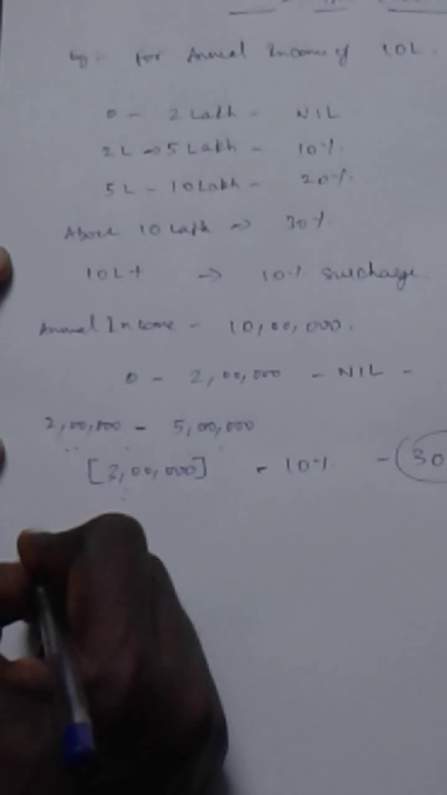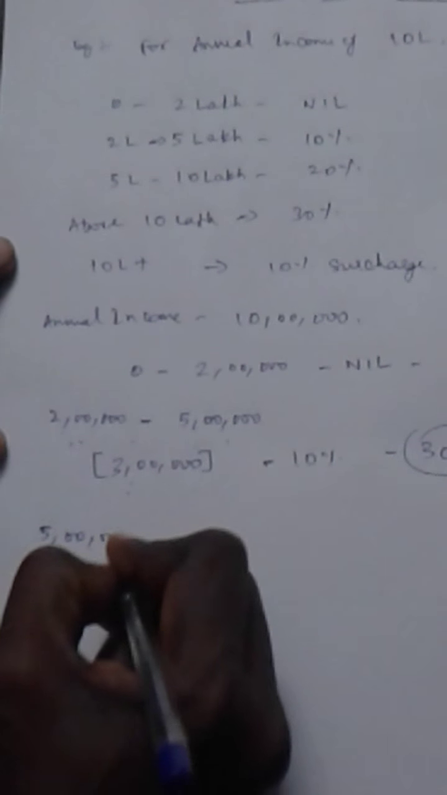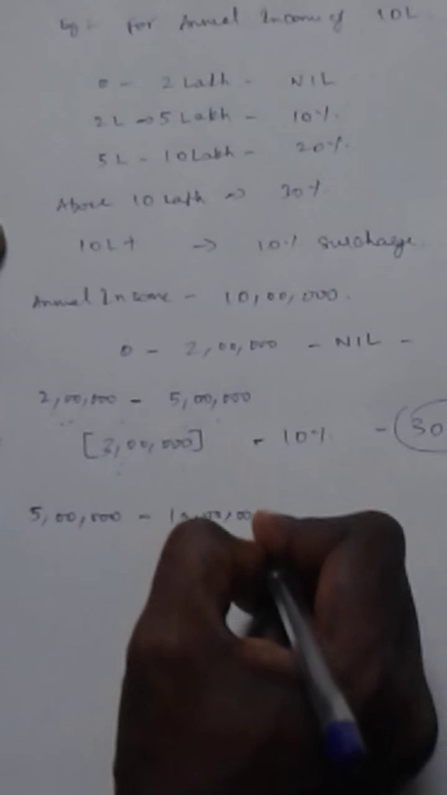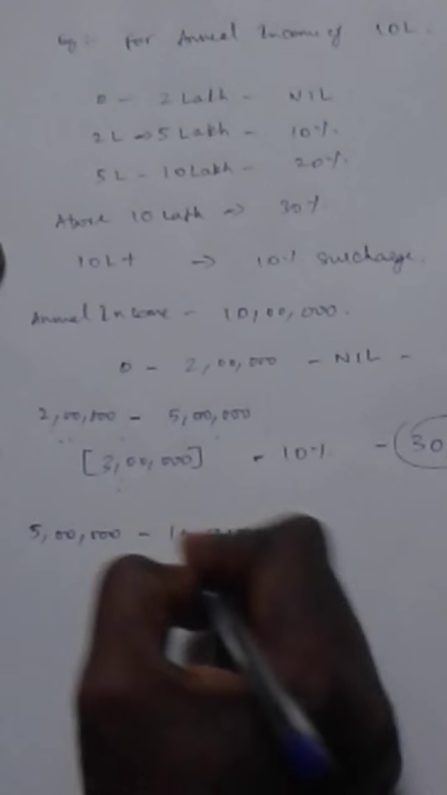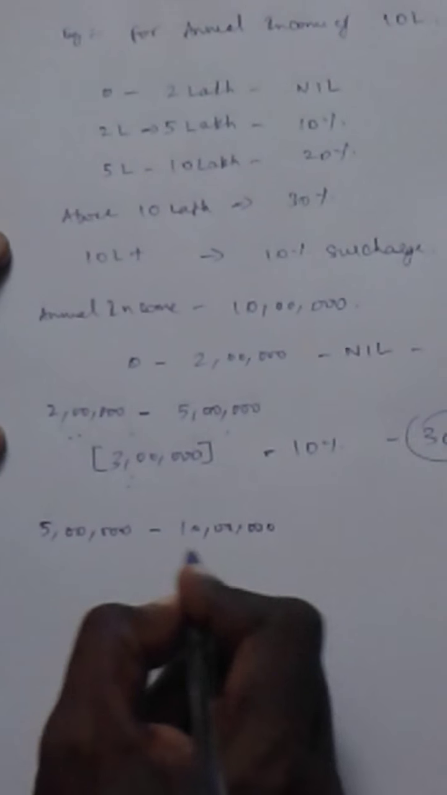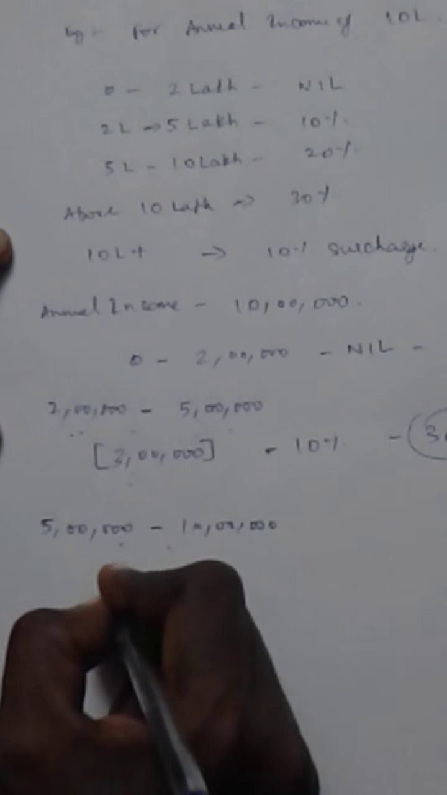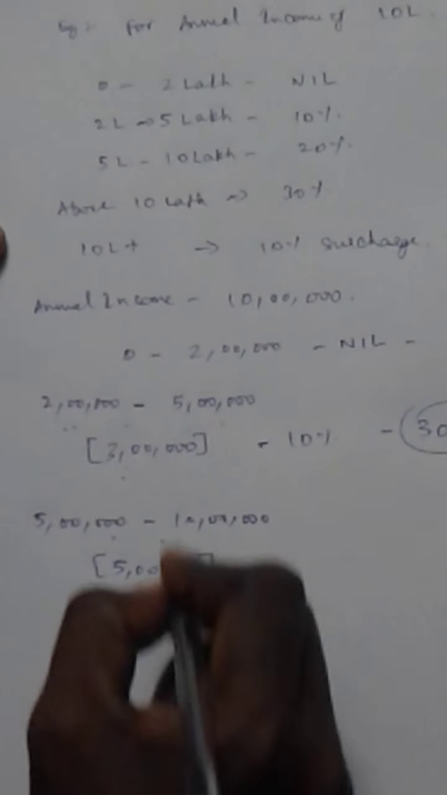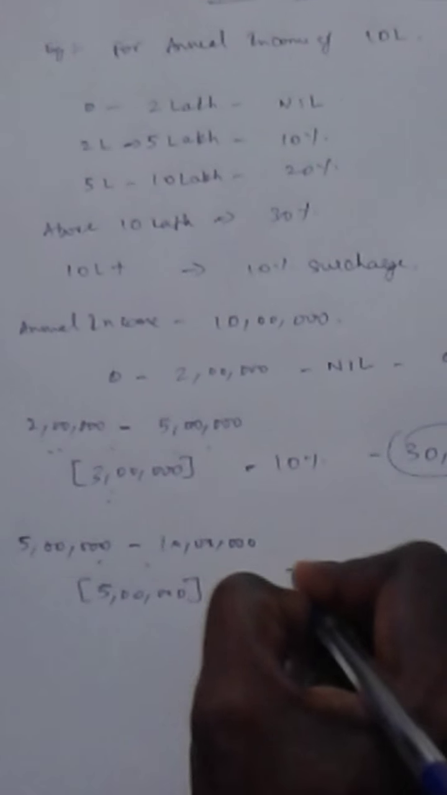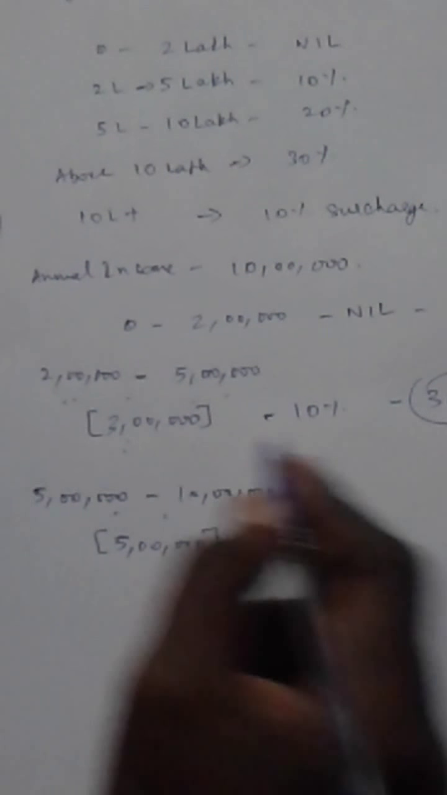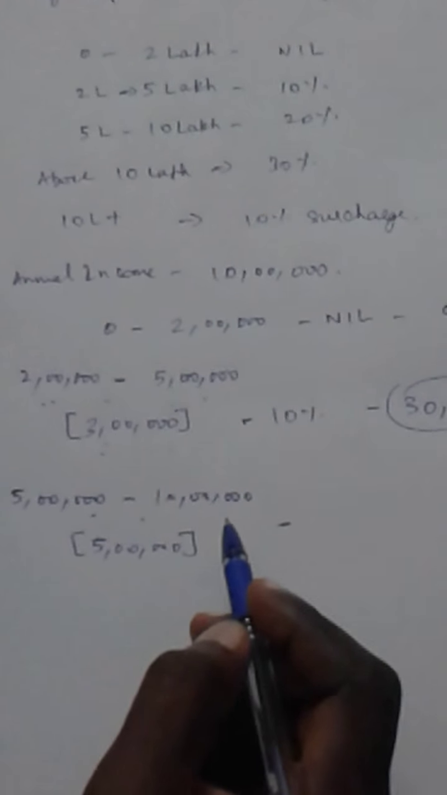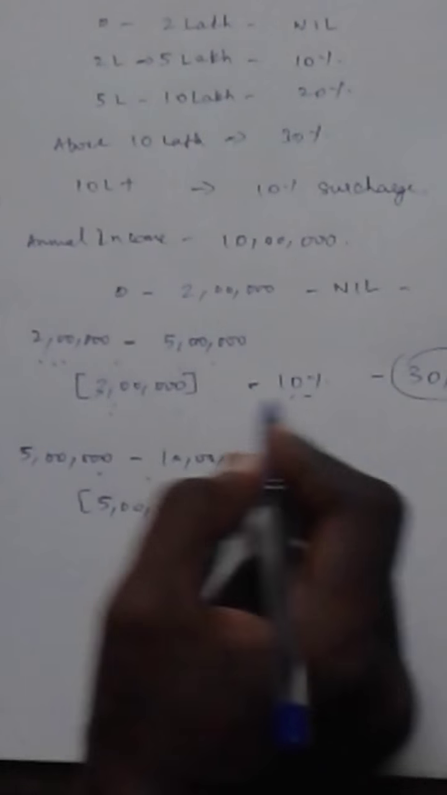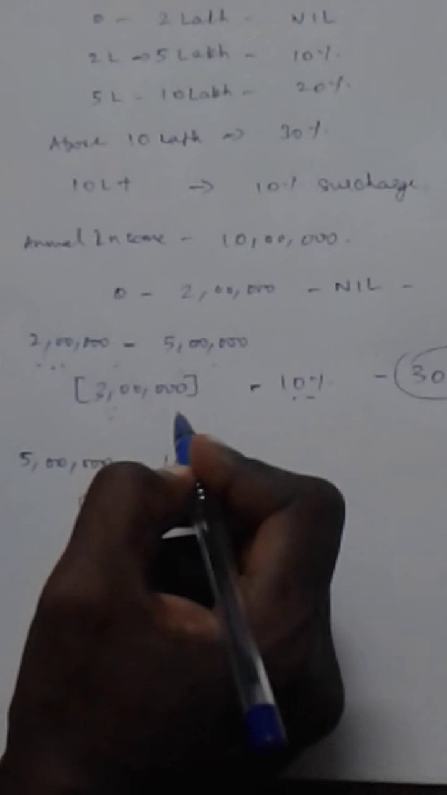And people who are earning around 5 lakh to 10 lakh, take the difference between 5 lakh and 10 lakh, it is 5 lakh. This is the criteria they have given. If you are under 2 lakh to 5 lakh, you have to pay 10% of the 3 lakh rupees.